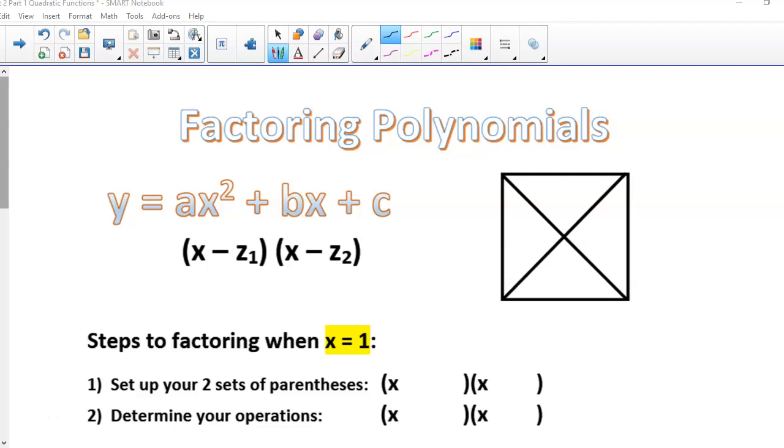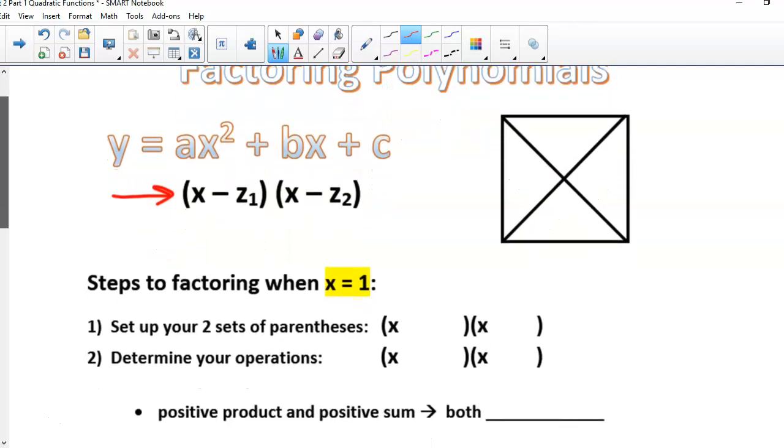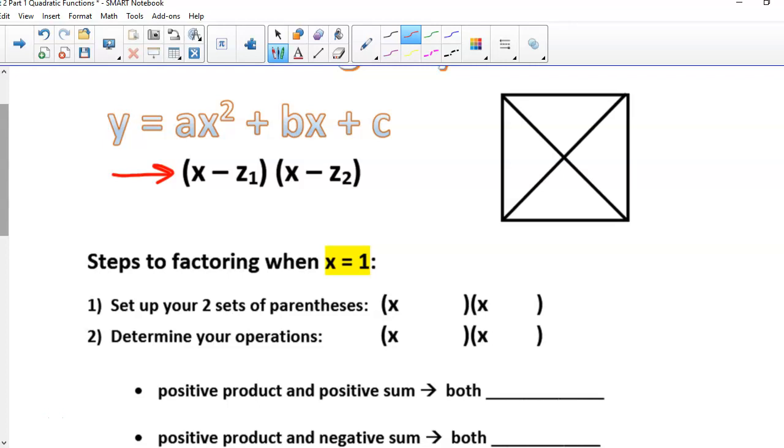So now we're going to take a look at factoring polynomials where we have y equals ax squared plus bx plus c. Now that's the standard form of a quadratic equation, and we are going to look at how we can get them into a factored form where it's x minus some number and x minus another number. It could be plus another number. And we have this handy little box that we're going to use to help us when we're factoring.